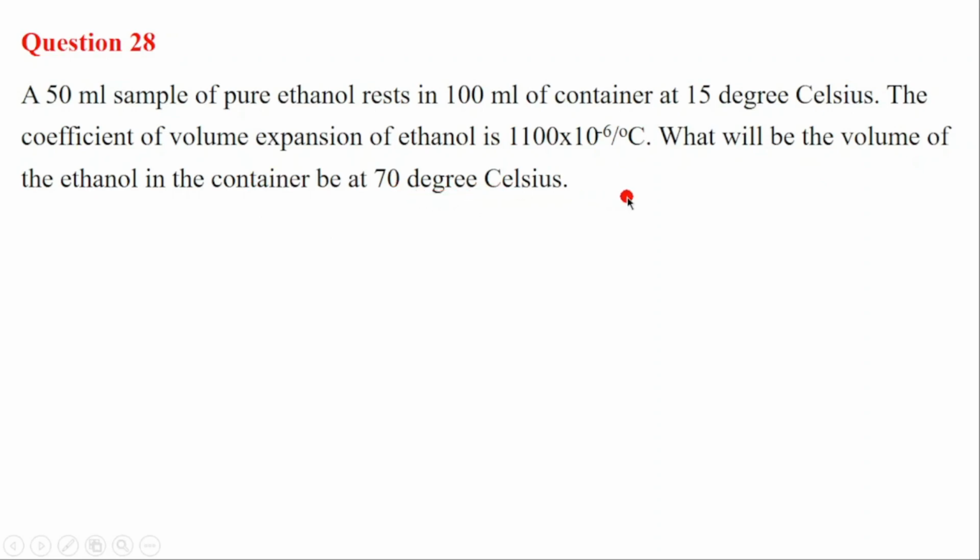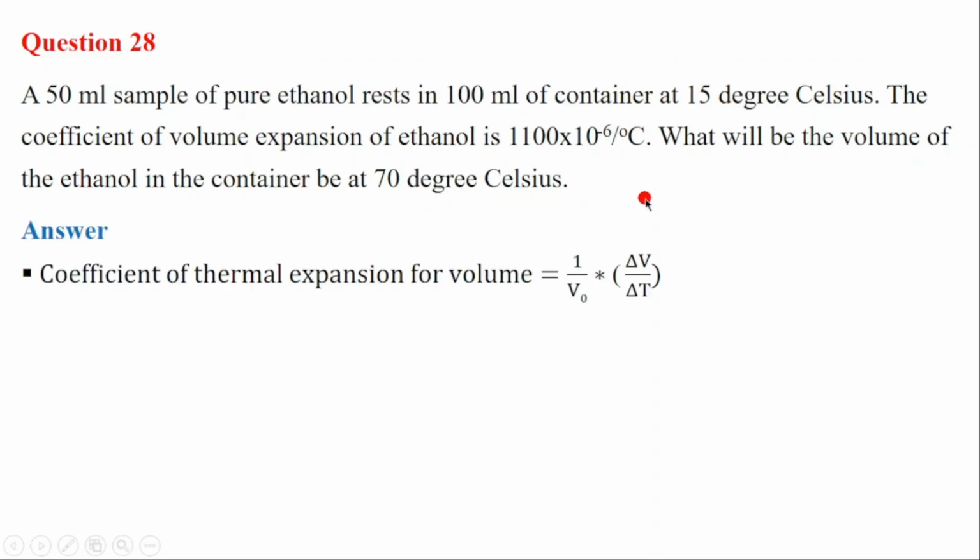Here they are asking how the volume will increase if we change the temperature from 15 degrees Celsius to 70 degrees Celsius. So we are using the formula for the coefficient of thermal expansion for volume, which is equal to 1 over V0 times dV over dT. If we refer to this coefficient of thermal expansion for volume as beta, that means the change in volume will be equal to beta times V0 times dT.